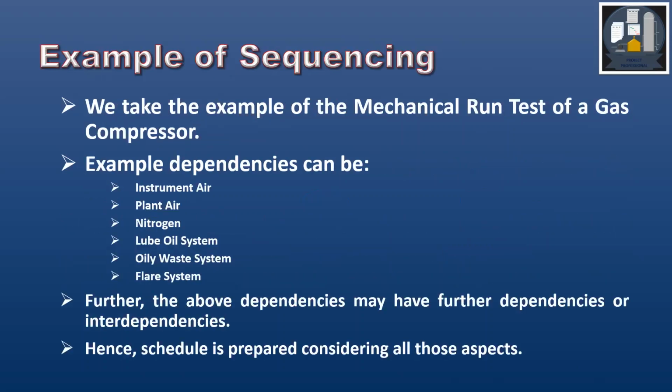Example of sequencing. We can take the example of mechanical run test of a gas compressor. Example dependencies can be instrument air, plant air, nitrogen, lube oil system, oily waste system, flare system. Further, the above dependencies which we have listed out may have further dependencies or interdependencies. Hence, a schedule is prepared considering all those aspects.